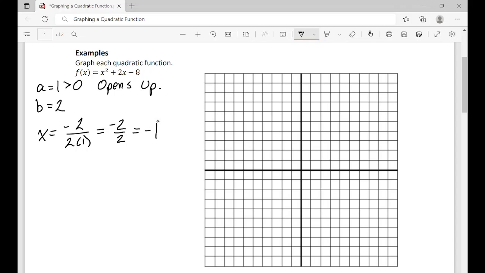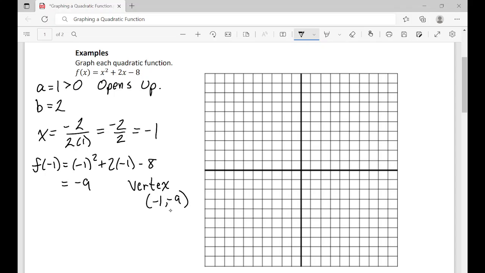And now we plug negative 1 back into our function. So f(−1) equals (−1)² + 2 times (−1) − 8. And when you work all that out, you're going to end up getting negative 9. So the vertex is (−1, −9). So there's the second thing.